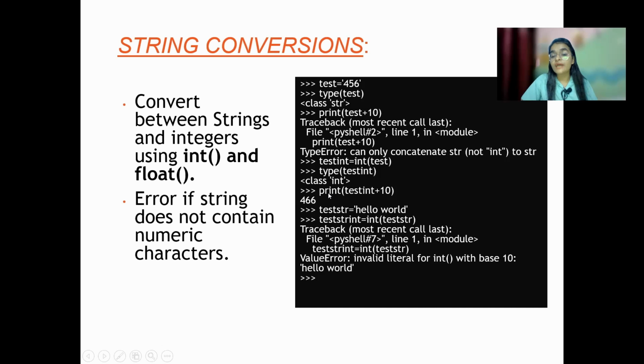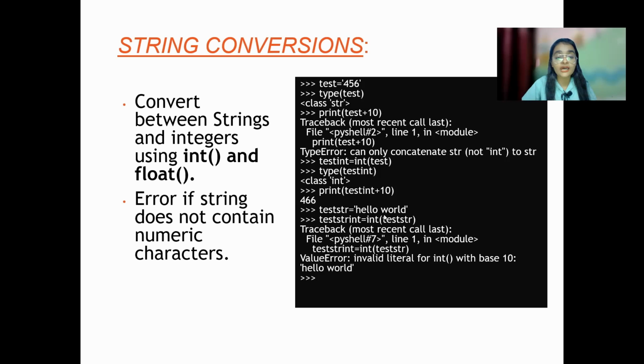Now when I'm printing test int plus 10, it will not give me the error because I have converted my string to an integer type, right? So test int would be equal to 456 plus 10, that is equal to 466, right? Now test string is equal to hello world, that is basically a string. And whenever I am converting this string into an integer, that will again give me the error. Why? Because now test string is of alphabetical type, right? That is a string, and a string like that cannot be converted into integer. So that will give us a traceback that no, you cannot convert it.